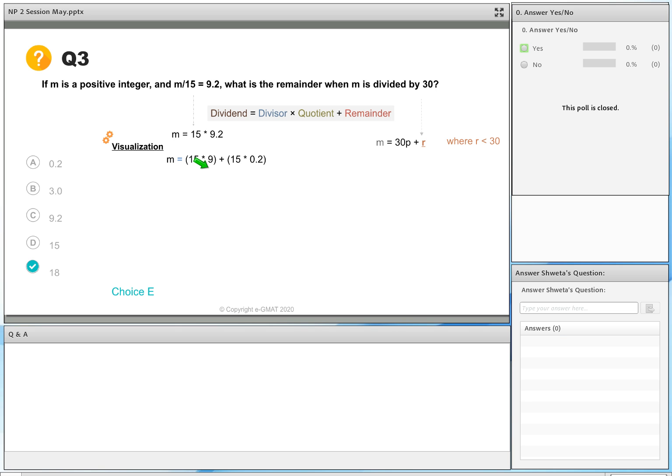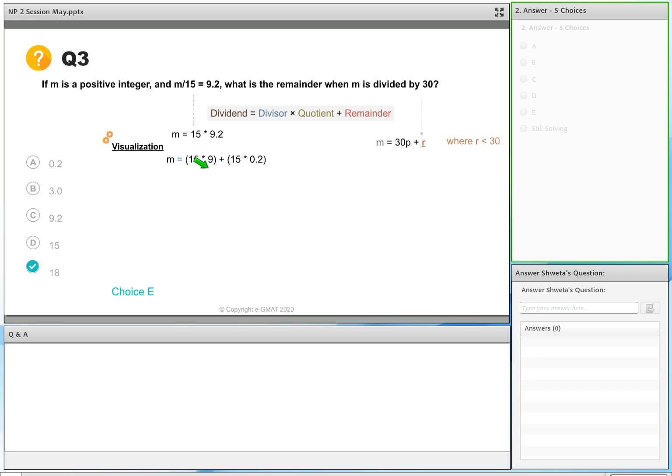Tell me, all of those people who marked B, is this what you did? This is only for the people who marked B. Nobody else would please respond to this. Only for the people who marked B. Did you break 15 times 9 as 30 times 4.5? Okay, so it's a 50-50 kind of vote. 36% said they did this and 64 said they did not. Okay, so there are people who did this.